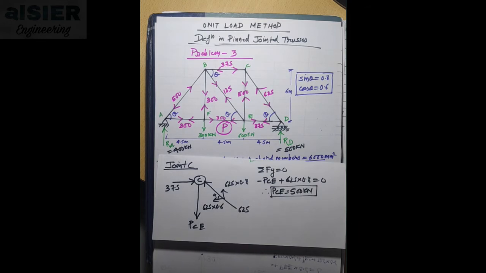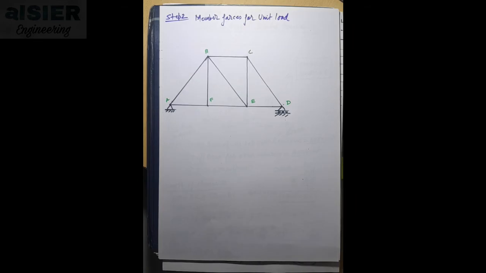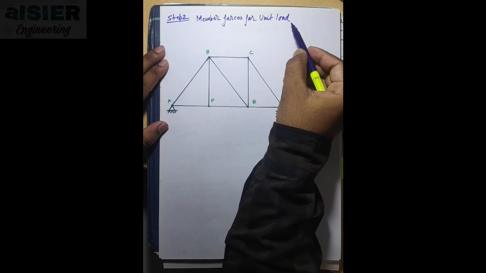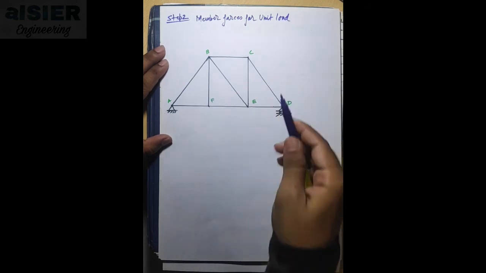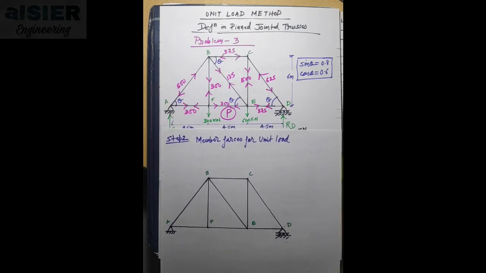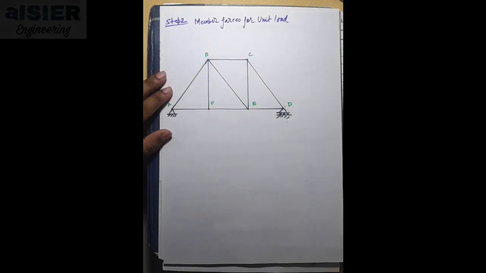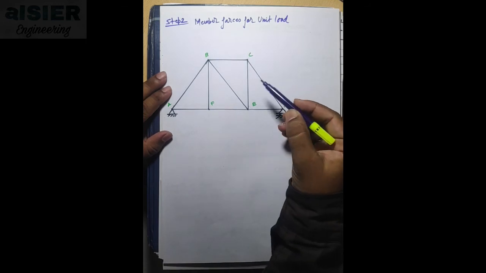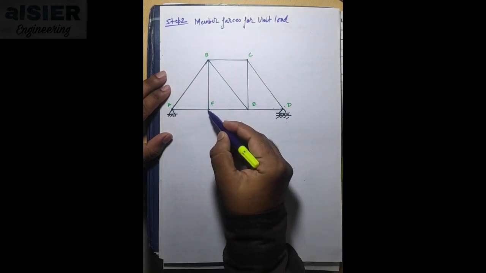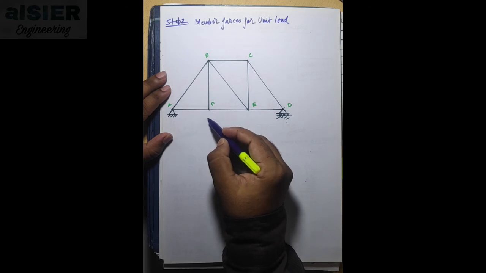Okay, now our step 1 is over. We have calculated all the member forces using the joint method. Step 2 is to calculate member forces for unit load. So we will again draw the same diagram, the same one which was given in the numerical, right? Now depending on what is required to calculate, if it is asked in the question to calculate vertical deflection at point F, we will apply a vertical point load of 1 kilonewton at this point.